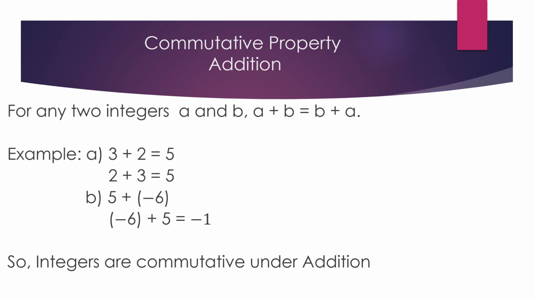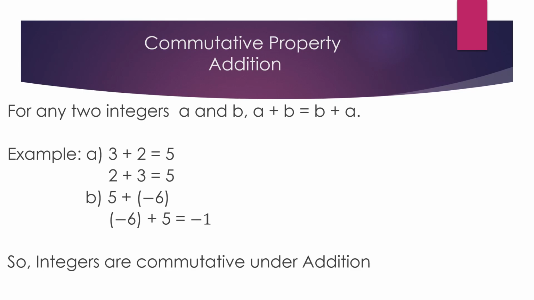Commutative property of addition. For any two integers a and b, a plus b is equal to b plus a. Now what do you understand about commutative property? Commutative property says that we can add integers in any order. That is, if we change the order of the integers while adding, then also the result is the same.